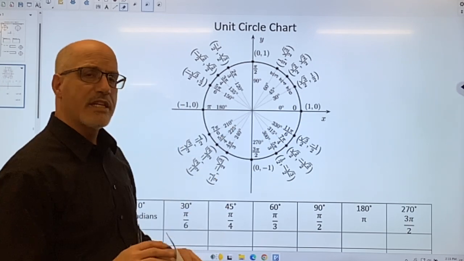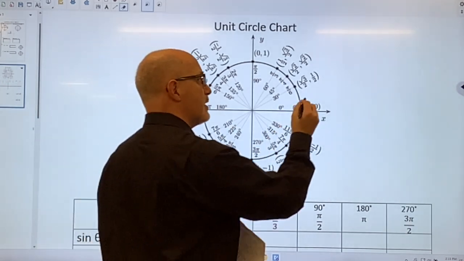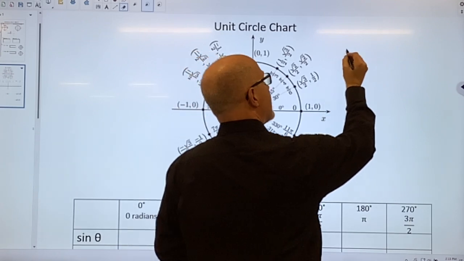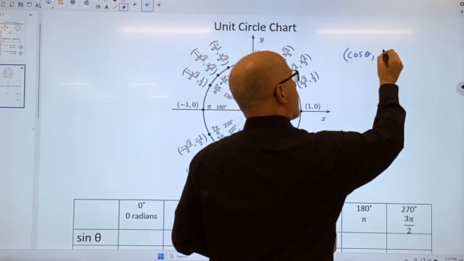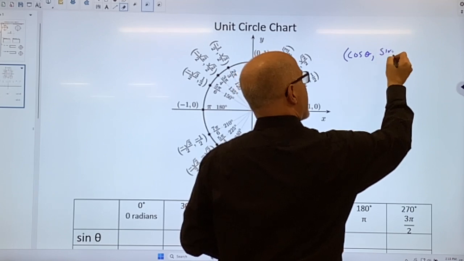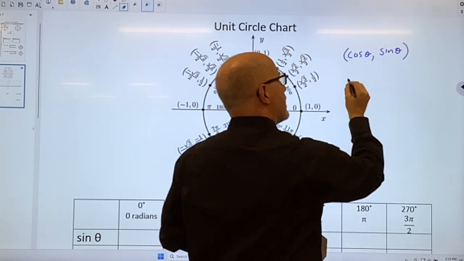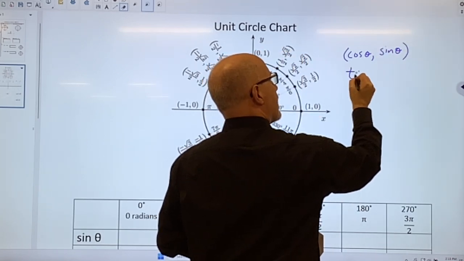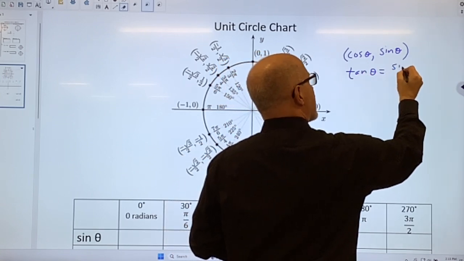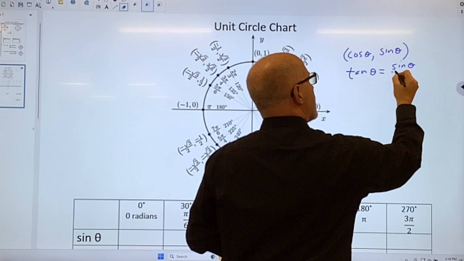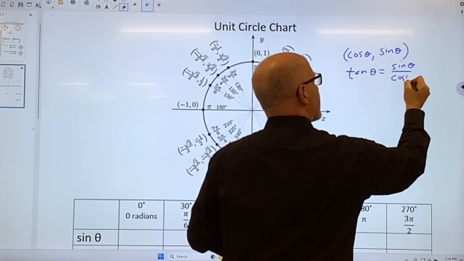One important thing to remember when you're using this graphic is that the x value is cosine of theta, the y value is sine of theta, and I'll also include here that, if you recall, we have an identity that says tangent of theta is going to equal sine theta over cosine theta.